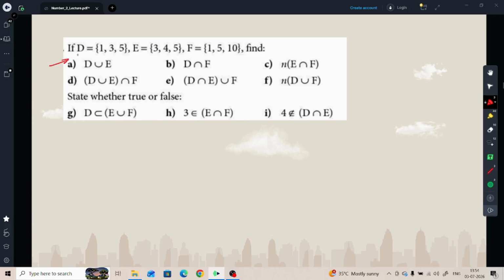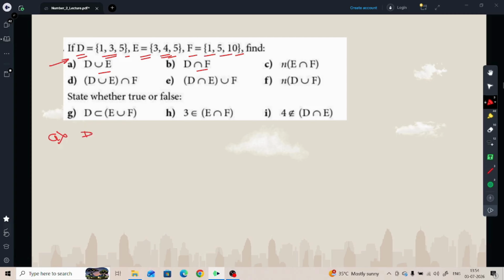So here it is asking, if D is a subset consisting of elements 1, 3, 5 and E is having elements 3, 4, 5 and F is having the elements 1, 5, 10, then you have to find D union E, D intersect F. Now this question is very, very easy. You can just pause the video and then check out the answers with me. Okay. So yeah, let's start.